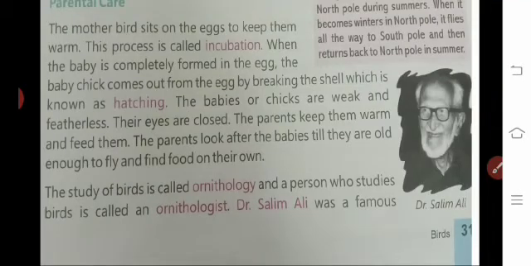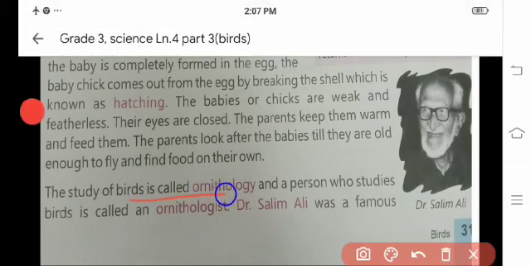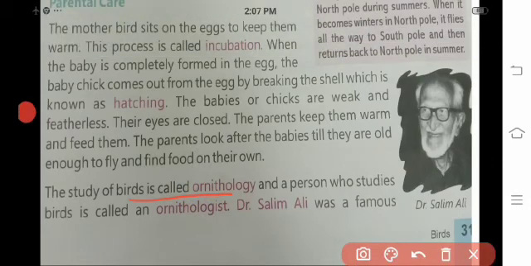Next, the study of birds is called ornithology. And a person who studies birds is called an ornithologist. We are studying the subjects now. That studying of birds is called ornithology. The person who studies birds is called an ornithologist.